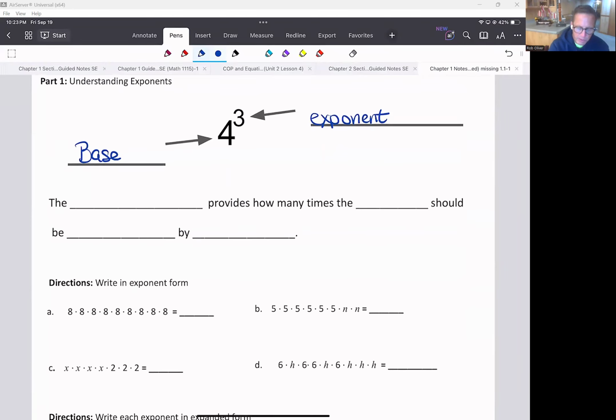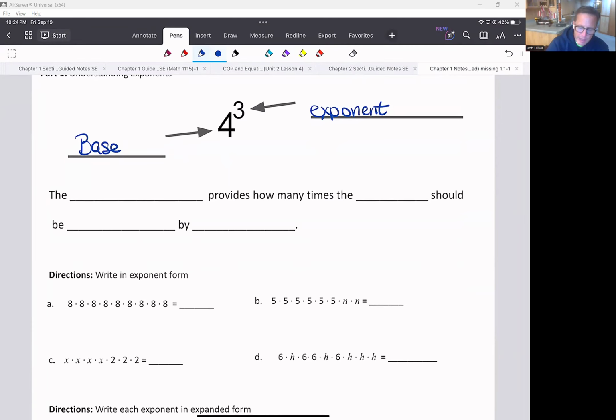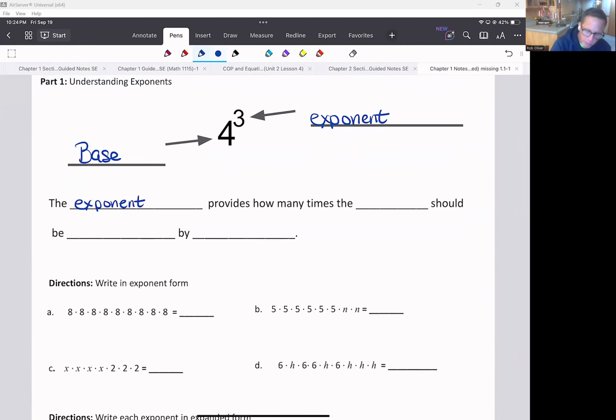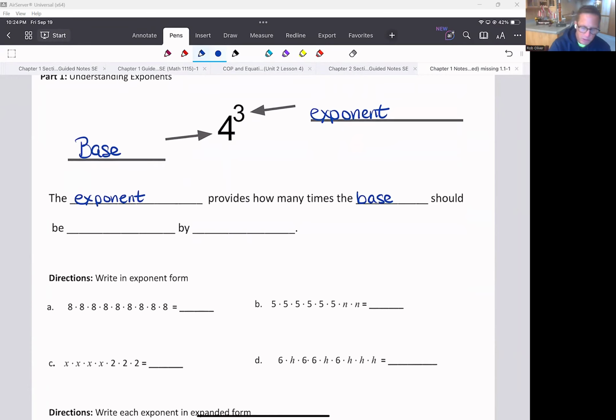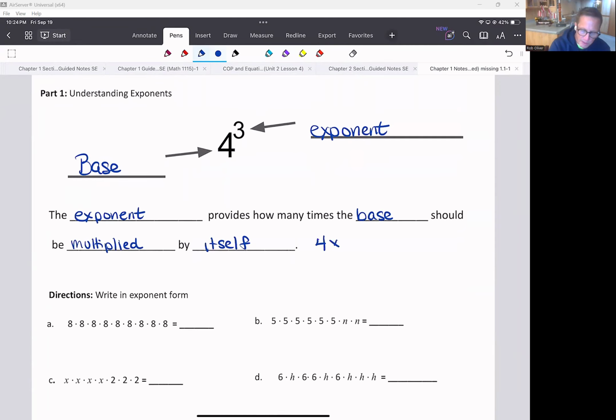Now a little bit of notes here. The exponent tells us how many times the base, in this case a 4, should be multiplied by itself. So what that's basically saying is this is 4 times 4 times 4, which is not 12, right? 4 plus 4 plus 4 is 12, but 4 times 4 is 16, and 16 times 4 is 64.